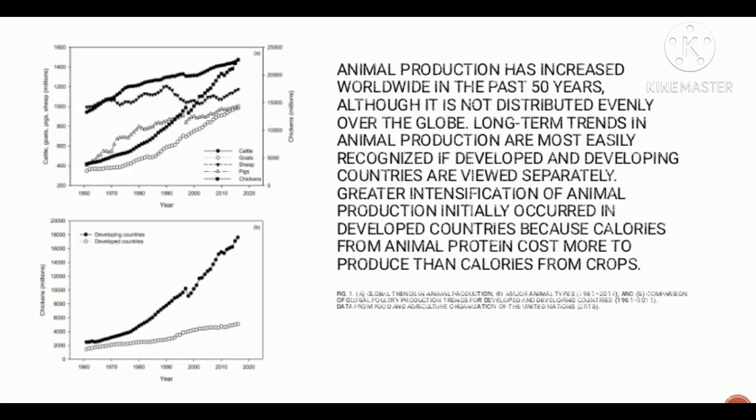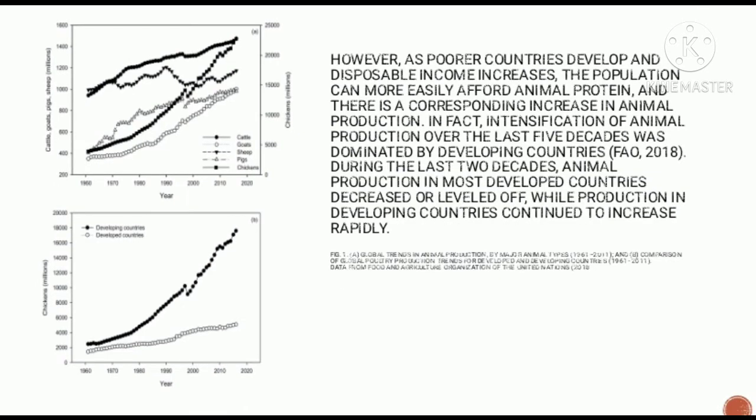Greater intensification of animal production initially occurred in developed countries because calories from animal protein cost more to produce than calories from crops. However, as poorer countries develop and disposable income increases, the population can more easily afford animal protein, and there is a corresponding increase in animal production.